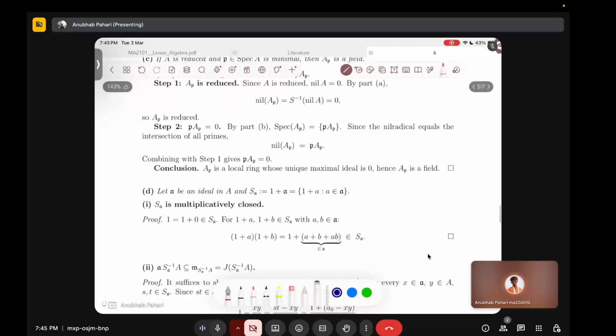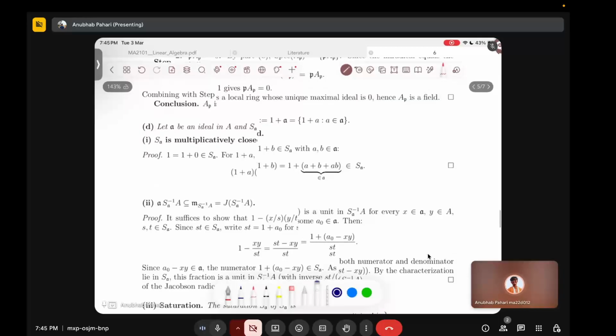Now for step 2, we have to show that pA_p is 0. By part B, Spec A_p equals {pA_p}. And since the nilradical equals the intersection of all primes, Nil(A_p) is pA_p. Combining with step 1 gives pA_p equals 0. So therefore, A_p is a local ring whose unique maximal ideal is 0, therefore A_p is a field.